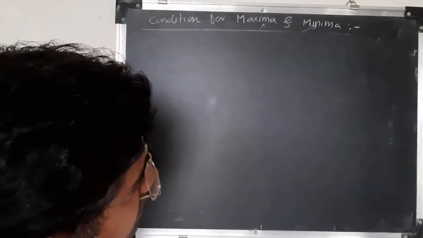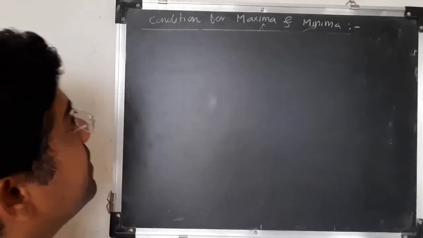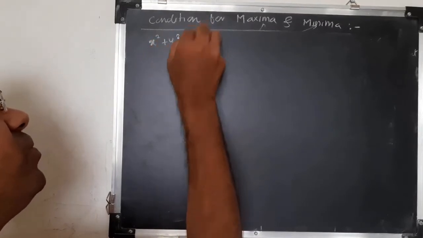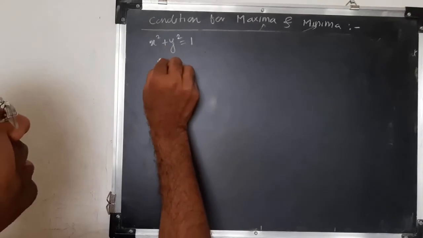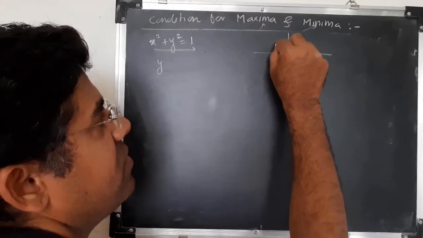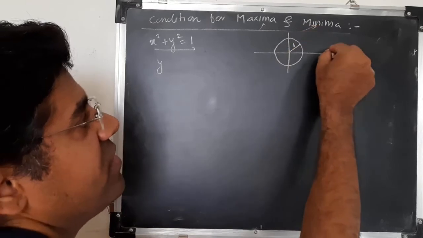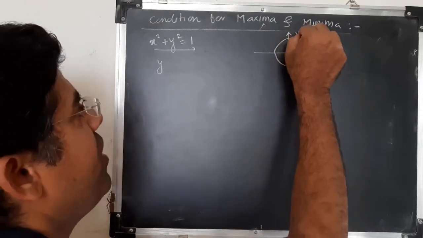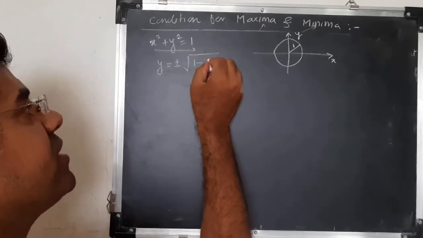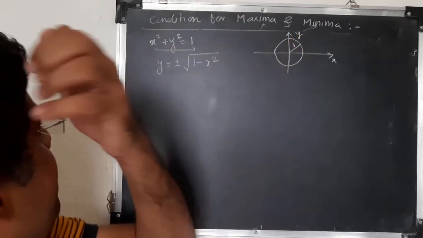Last time you took the example of this one, so I will go a little bit deeper into it. This is x square plus y square equal to 1. This is the equation of a circle having radius 1. This is your x suppose, and this is my y. So y is equal to plus or minus under root of 1 minus x square. Here it is also 1 everywhere.